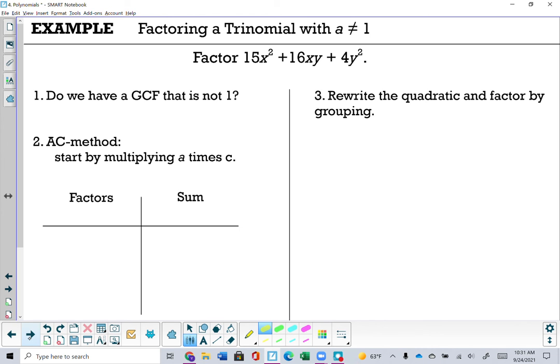Okay, here we go. Pause the video, try this on your own, then we'll do it together.